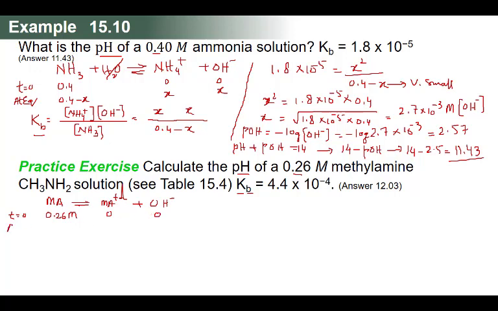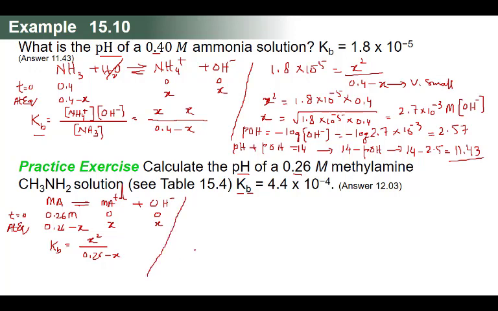At the equilibrium, this will be 0.26 minus x, because we don't know here, and this is x, and this is also x. So we write this equilibrium expression here. It is Kb. Kb is equal to x square upon 0.26 minus x. Now I'll solve here.